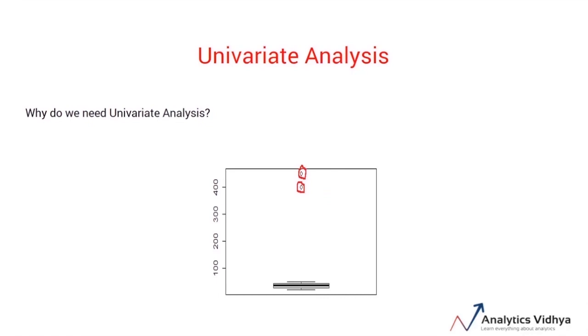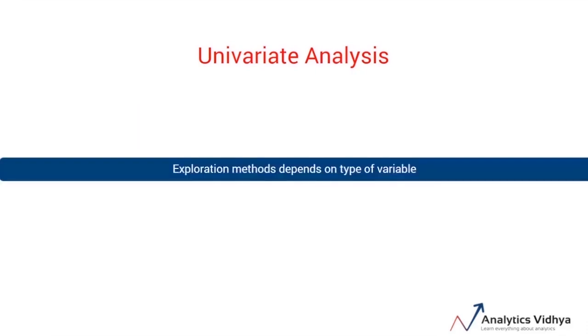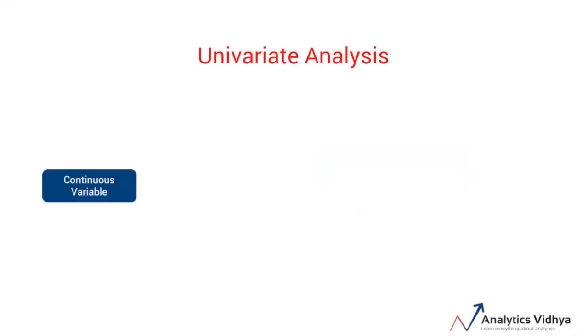Now that you know you can use a box plot for univariate analysis of the age variable, can you use this box plot for univariate analysis of the sex variable? No, because there are different methods of univariate analysis for different types of variables. We need different methods for continuous variables and categorical variables. We'll be discussing each of these categories separately.